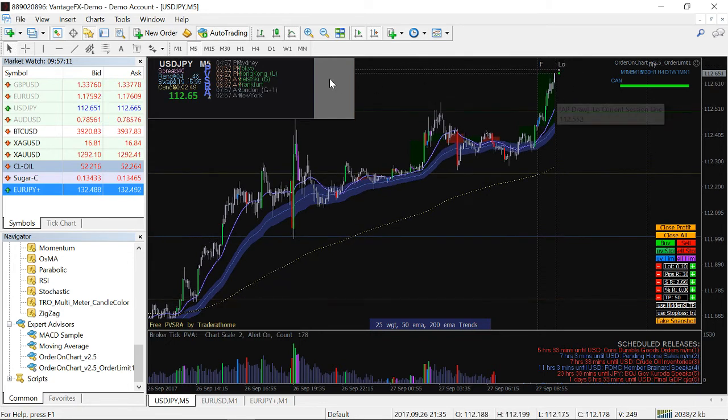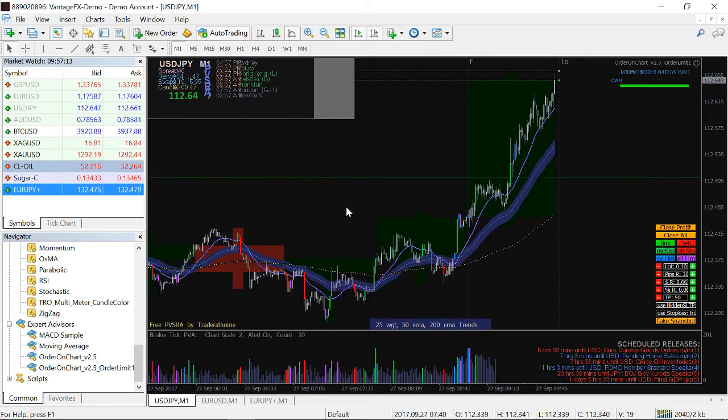So if this matches the dragon on M1, somehow this will probably retrace all the way back to the dragon to then make another push up. This is how I see the charts.